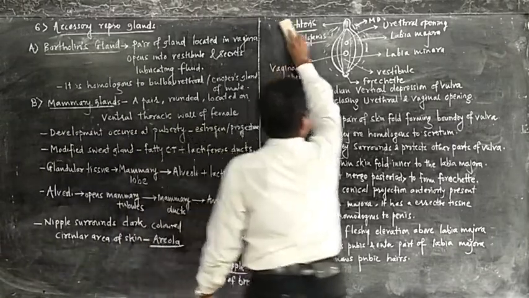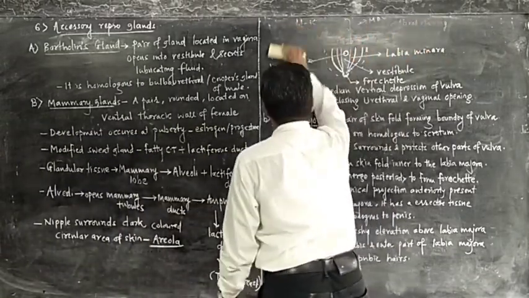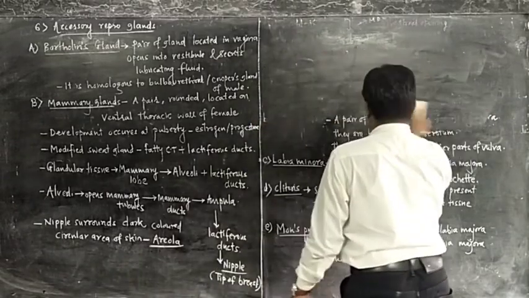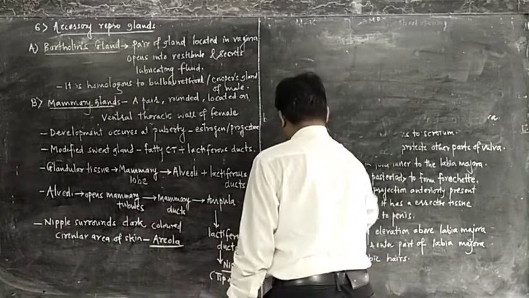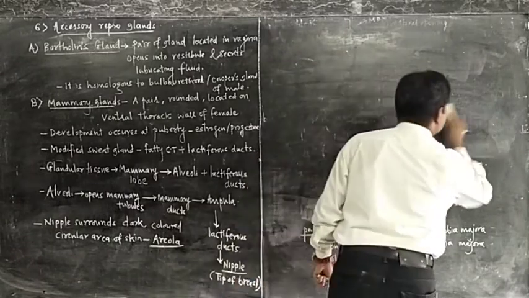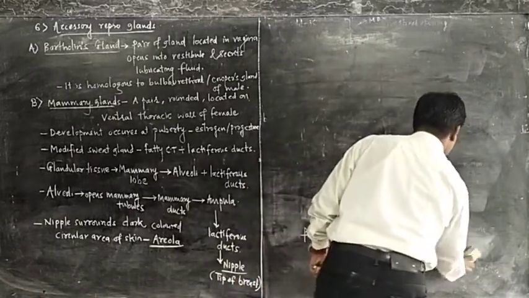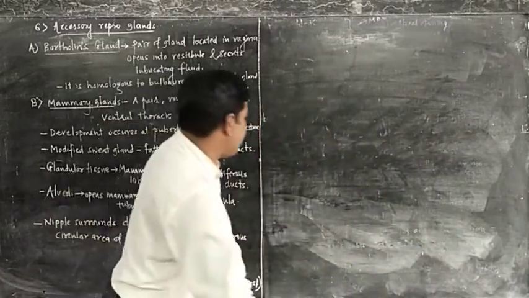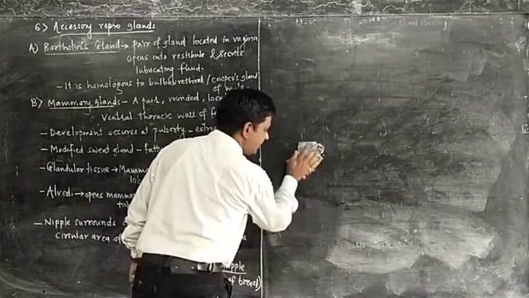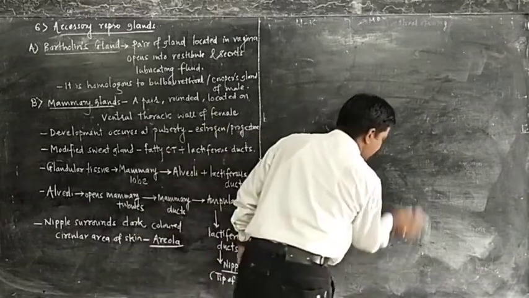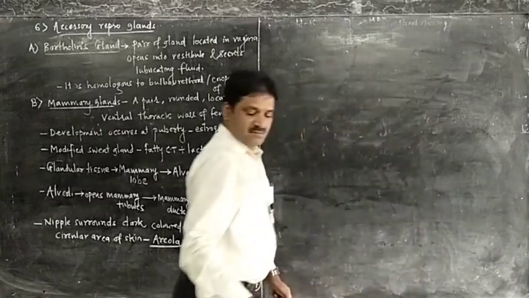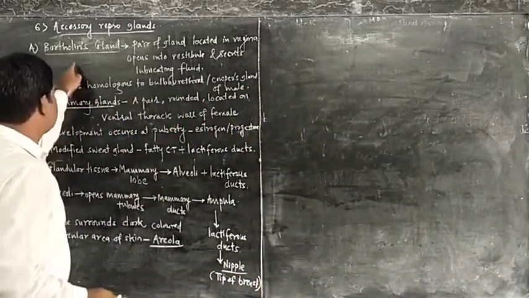Next part, that is accessory sex glands or accessory reproductive glands of female. There are two glands associated with the female reproductive system. The first gland is Bartholin's gland, and the second gland is mammary gland.